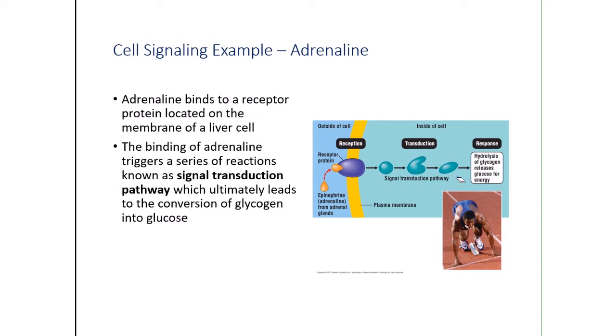And ultimately, these reactions are going to result in the hydrolysis of glycogen, okay, where you will break down glycogen and release glucose for energy, okay, which is something that you would need, right, when your body is releasing adrenaline. Let's say you are going to be running a race, you're going to need that extra glucose. So by having adrenaline in your system, you will be able to release that extra glucose.